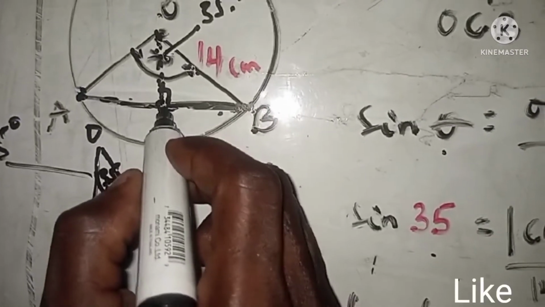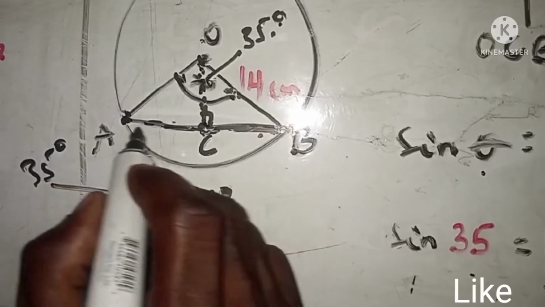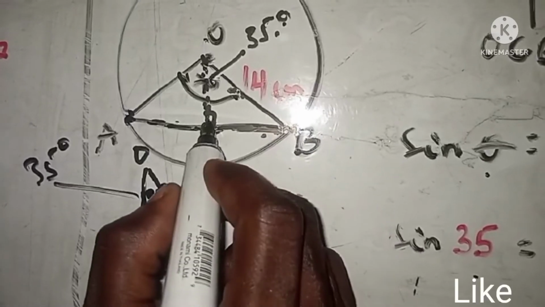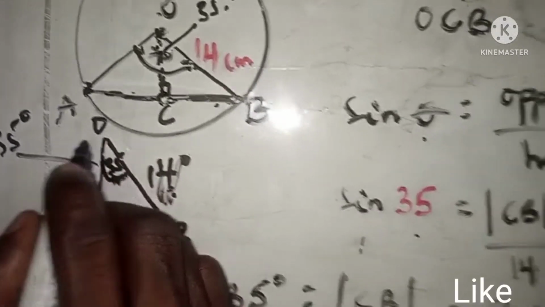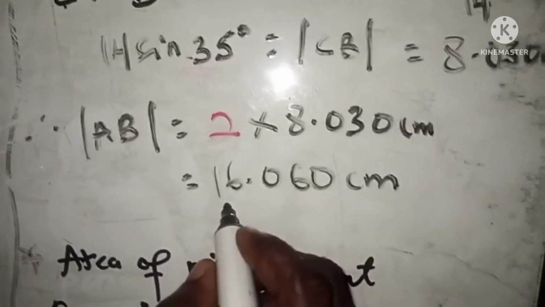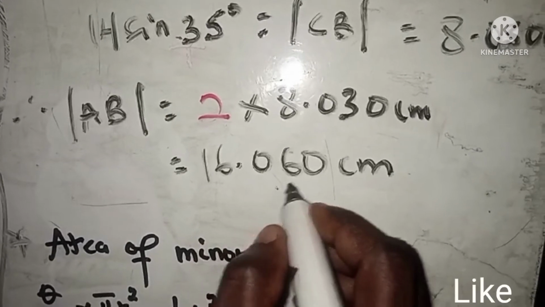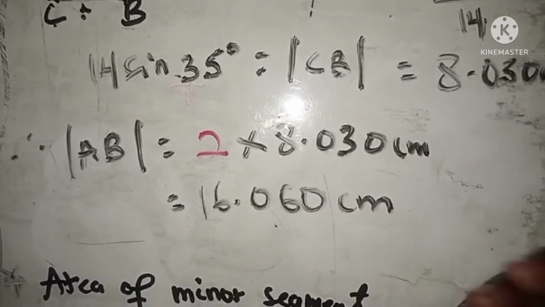Remember, this is just from here to here. The question says you find the whole length, the length of A to B. So if you have one side, you can multiply by 2 to have the whole length. Multiplying by 2 gives us 16.063. Remember the question says you should find that to 3 decimal places, right?